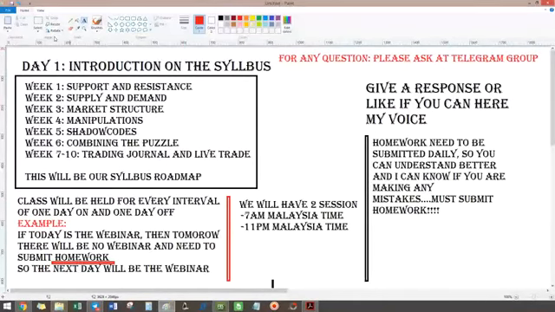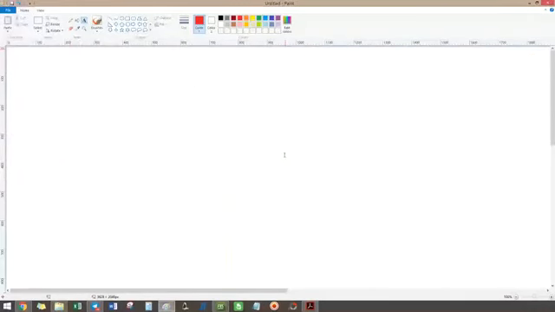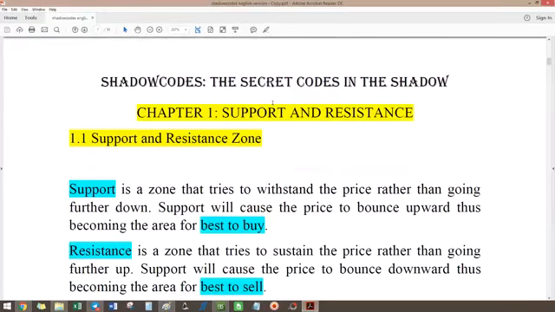Alright, so I will delete this. New. Don't save. Okay, so we'll be opening the ebook. If you have any question, you can ask at the Telegram, because right now when I'm doing live, I cannot see the comments in the live video because I'm using a share screen. So you can ask any question at the Telegram group.